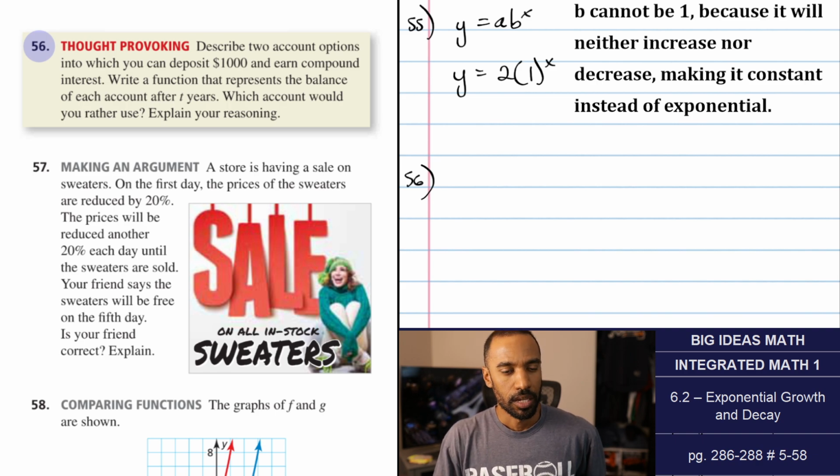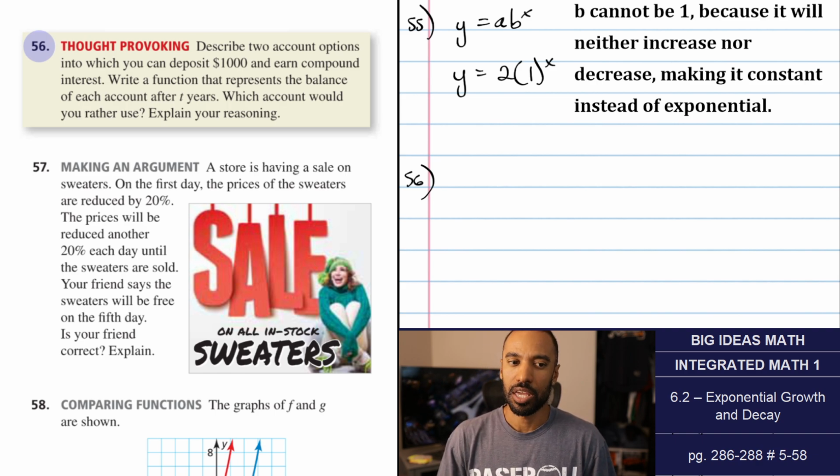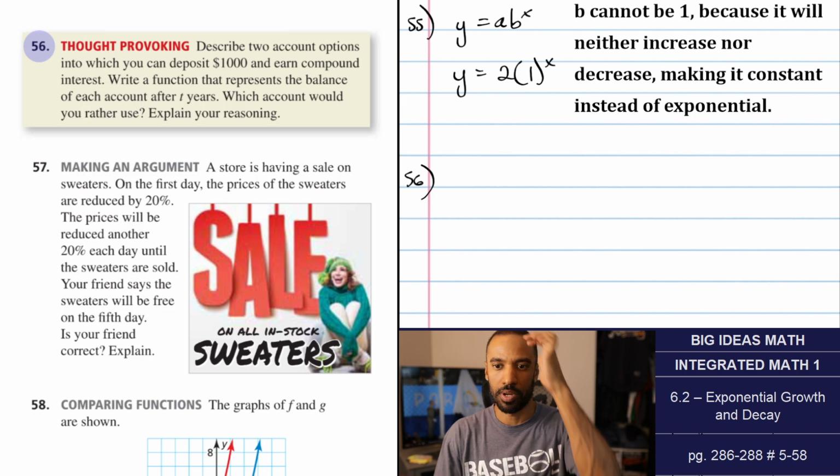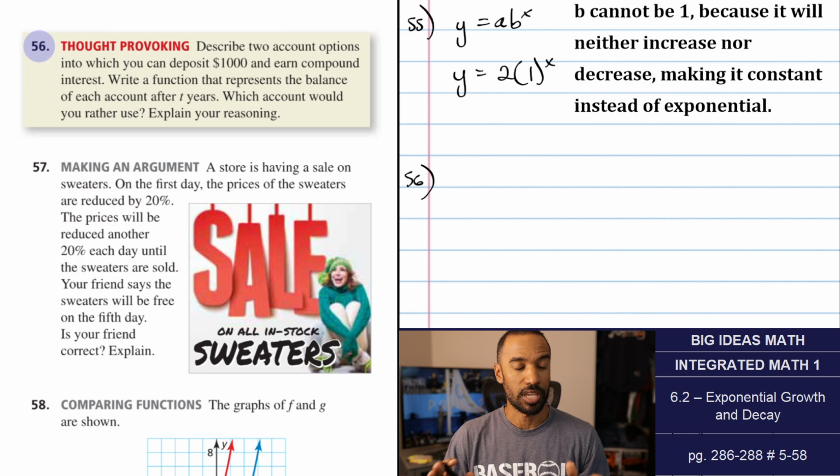Yikes. Describe 2 account options in which you can deposit $1,000 and earn compound interest. Write a function that represents the balance of each account after t years. Which account would you rather use? Explain your reasoning. Now, if we're talking about the same percent, I don't know.